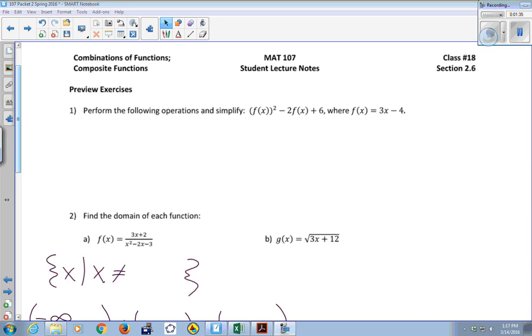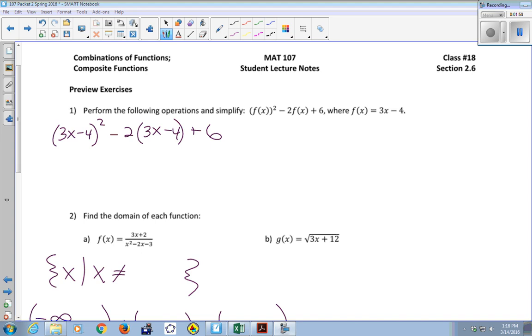All right, so we've got f of x squared minus 2 times f of x plus 6, and f of x is just the function 3x minus 4. So I'm just going to make some substitutions. Wherever I see an f of x, replace it with what it's equal to. So this becomes (3x minus 4) squared minus 2 times (3x minus 4) plus 6.